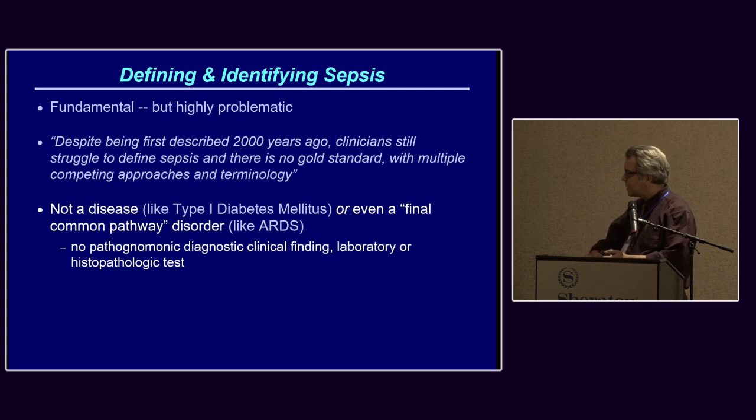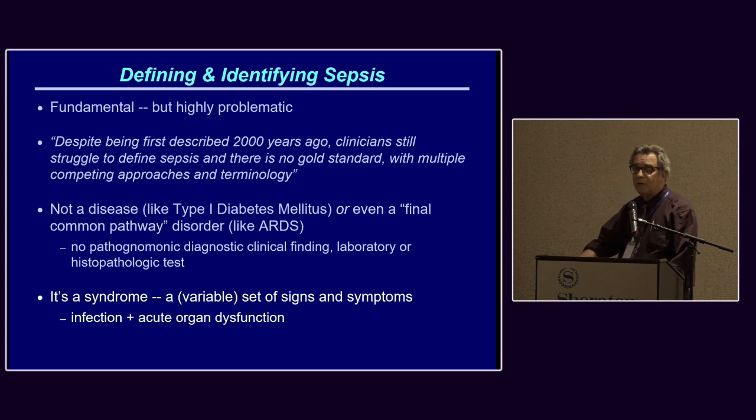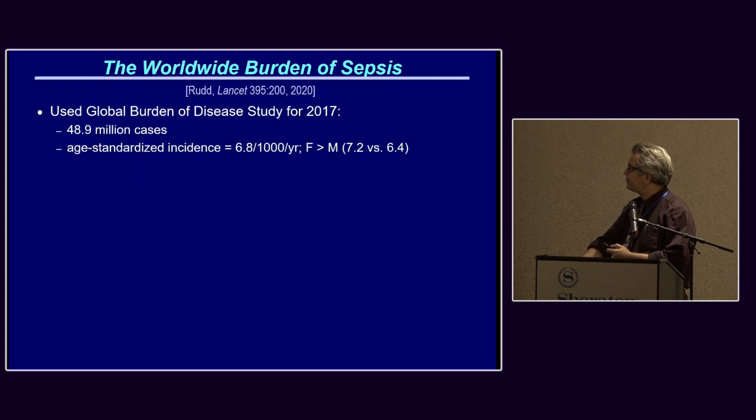So what is it if it's not a disease? It's a syndrome. A syndrome is a variable, in this case highly variable, set of signs and symptoms. About the only thing everybody agrees about with respect to sepsis is the original conception that it is infection that results in acute organ dysfunction. So you saw some slides from this in the last talk.